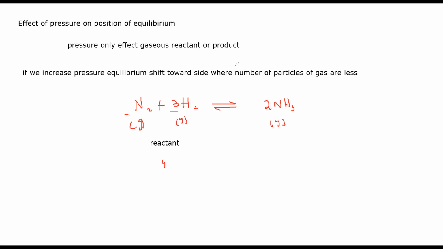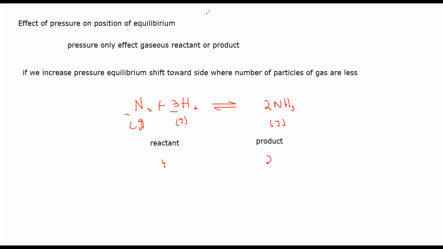The number of molecules here is 4. How many particles or molecules of product are there? It is 2NH3, so that's equal to 2. So on the reactant side you have 4 particles, on the product side you have 2 particles.